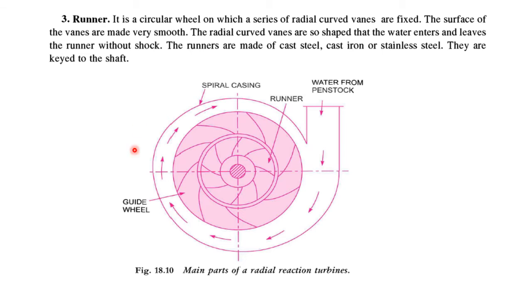These are the main parts of the radial reaction turbine, in which this is the shaft. This is the runner having vanes, and this one is the guide wheels. This is the spiral casing. Water comes from the penstock.